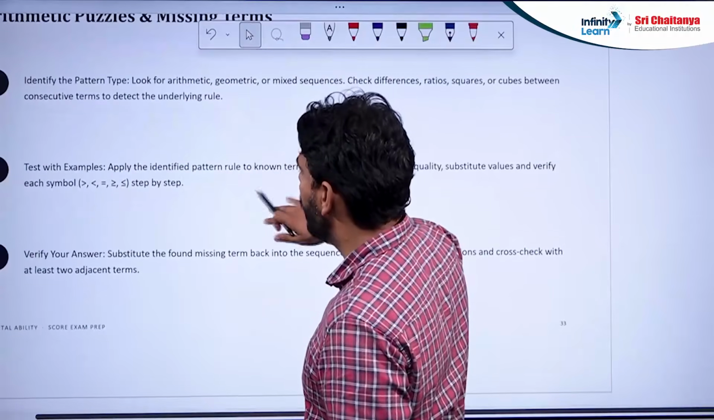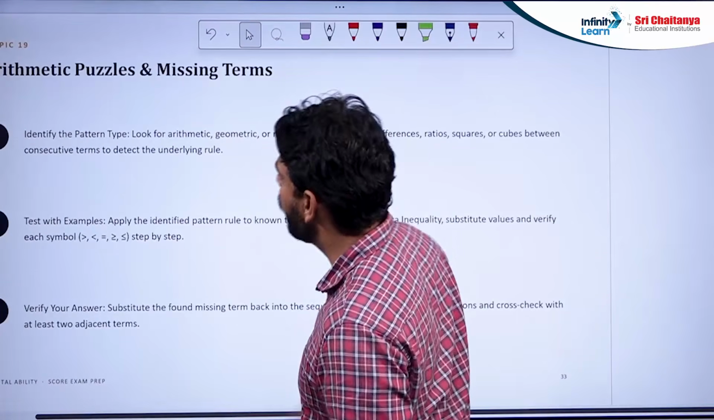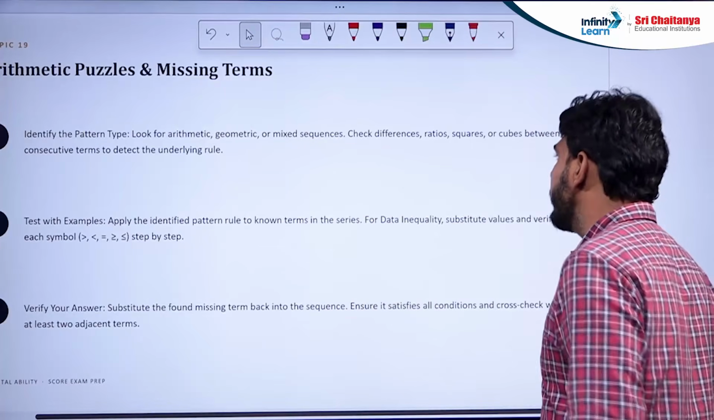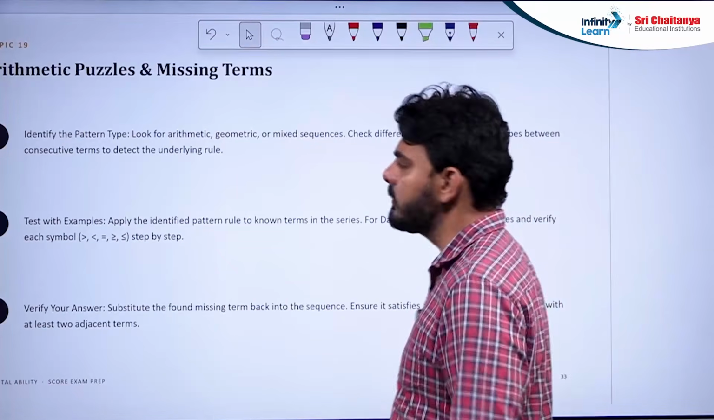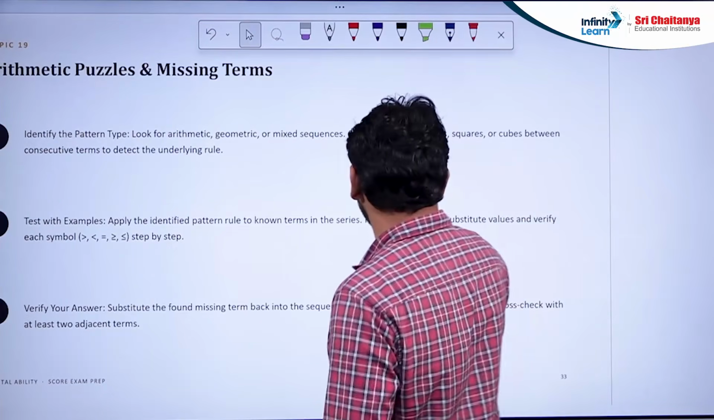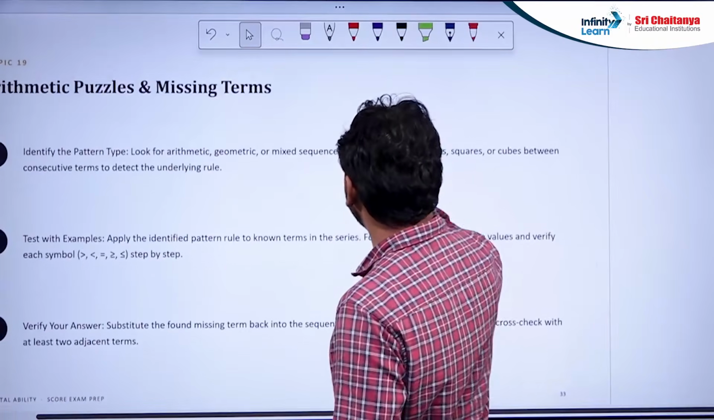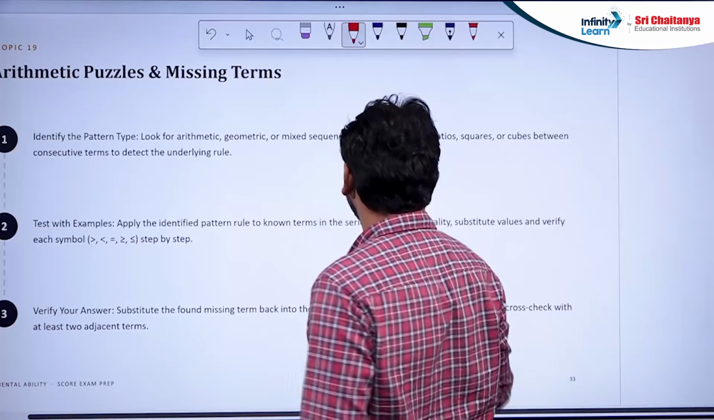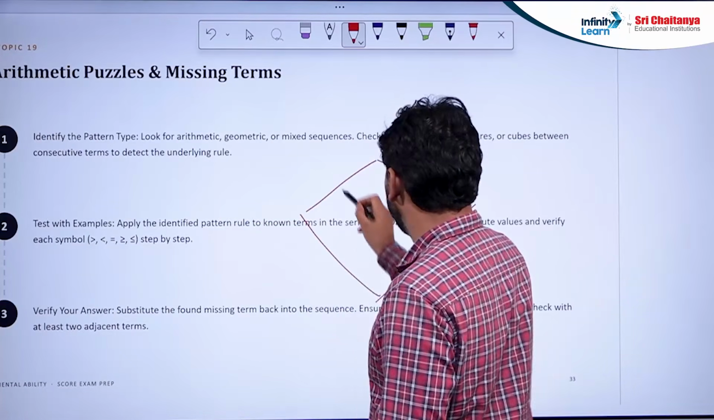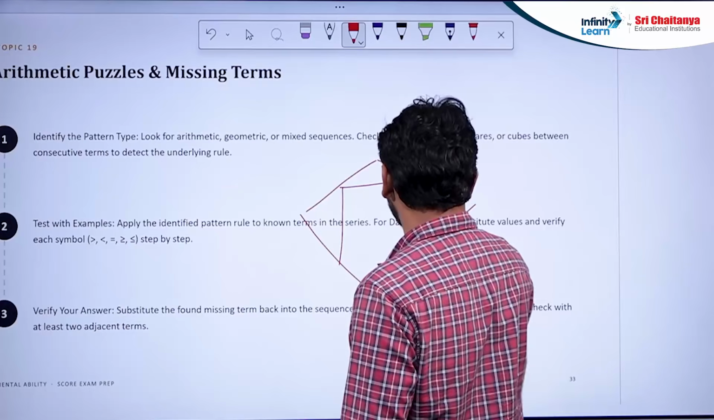Okay, so now our topic is arithmetic puzzles and missing terms. About missing terms, you will be given a geometrical shape. Suppose I give you a geometric shape, I'm just making this shape now, just to give you an idea of how questions can come.